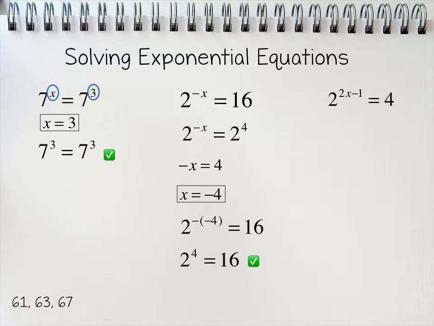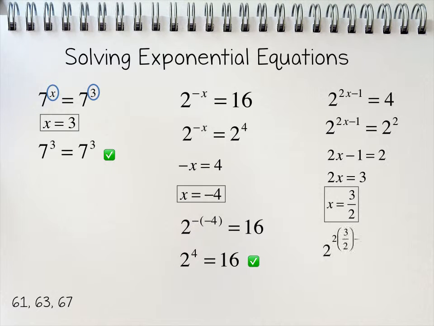In the next equation, we'll remember to write 4 as a power of 2. We'll set our exponents equal and solve for x. To test that 3/2 is the correct solution, we'll substitute it in place of x in the original equation. 2 times 3/2 is 3. And 2 to the 3 minus 1 is the same thing as saying 2 to the second power, which does equal 4. So my equation has a correct solution of x equals 3/2.